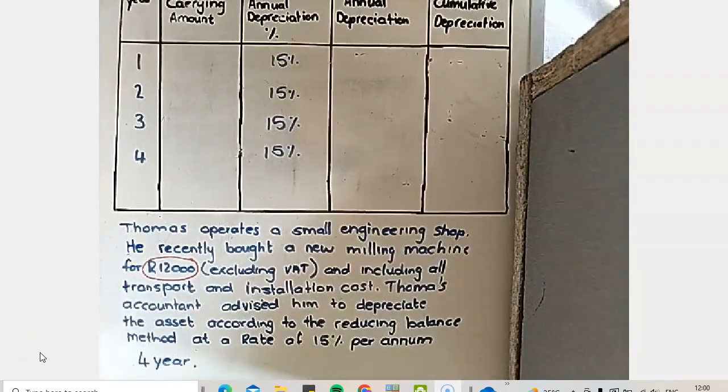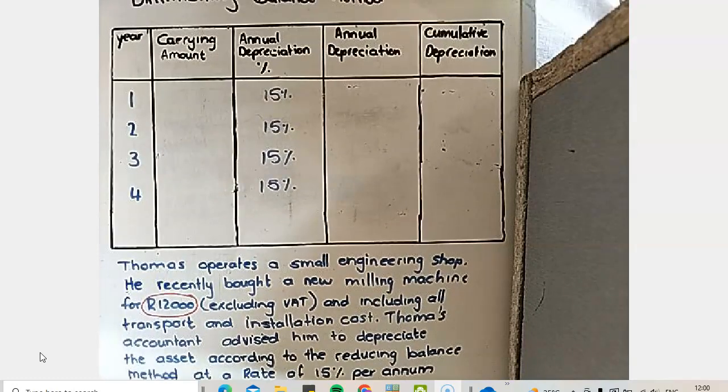So let's see the scenario. We've got Thomas, who operates a small engineering shop. He recently bought a new milling machine for 12,000, excluding VAT, and including all transport and installation cost. Thomas' accountant advised him to depreciate the asset according to the reducing balance method at a rate of 15% per annum for 4 years. So we've put in our years, 1 to 4 years.